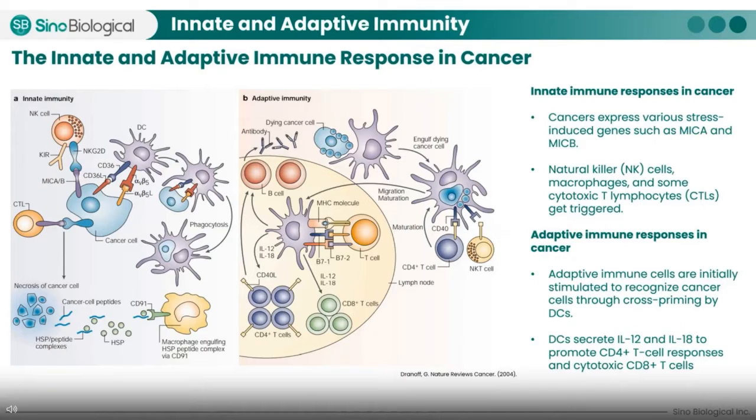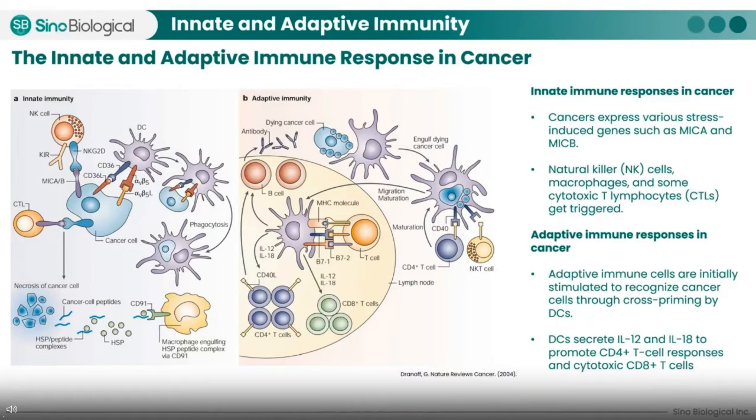Now, adaptive immune cells are initially stimulated to recognize cancer cells through cross-priming by DCs. As tumor cells do not express co-stimulatory molecules that are important for T cell activation, they generally cannot prime cellular responses efficiently. Instead, DCs capture dying tumor cells or debris, migrate to the regional lymph nodes, and process the tumor-derived material into CD1D for presentation to NKT cells, and MHC class I and class II molecules for presentation to CD4 plus and CD8 plus T cells.